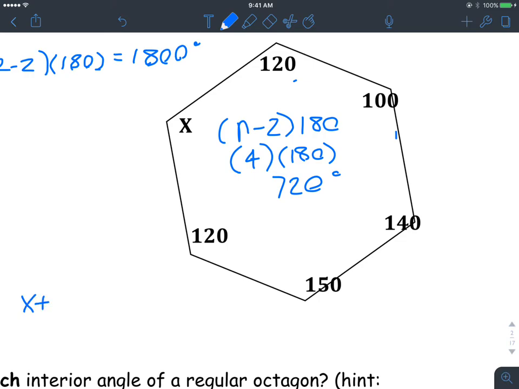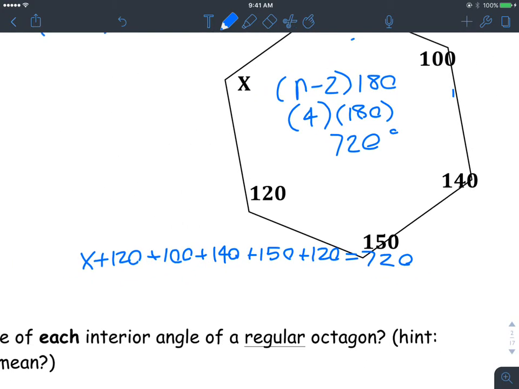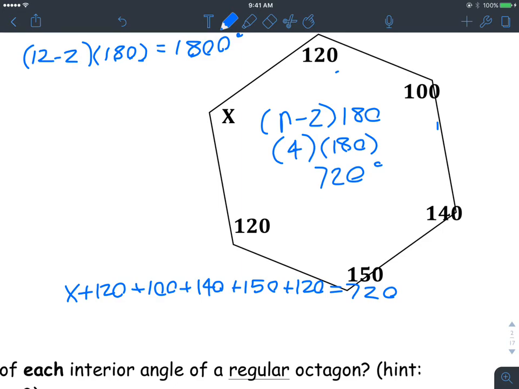So I'm going to write it out as x, plus 120, plus 100, plus 140. Some of you are just going to do this right away in the calculator, and that's fine. Plus 120. Apparently that's going to equal 720. Most of you would combine those up before you actually write out the equation. I'm going to go ahead and start typing that in. I wanted to show you where it comes from.